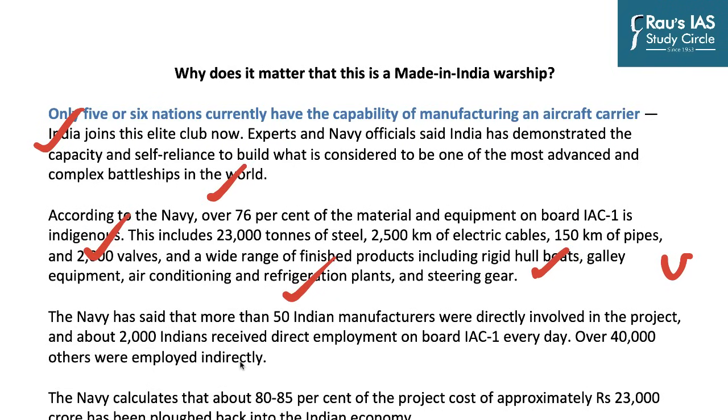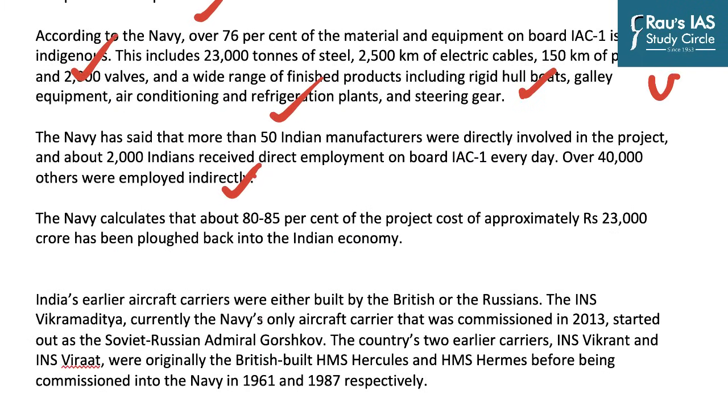The Navy has said that more than 50 Indian manufacturers were directly involved in the project, and about 2,000 Indians received direct employment on board IAC every day. India's earlier aircraft carriers were either built by British or by Russians. For example, INS Vikramaditya, which happens to be currently the only aircraft carrier which Indian Navy is operating, started out as a Soviet-Russian Admiral Gorshkov.